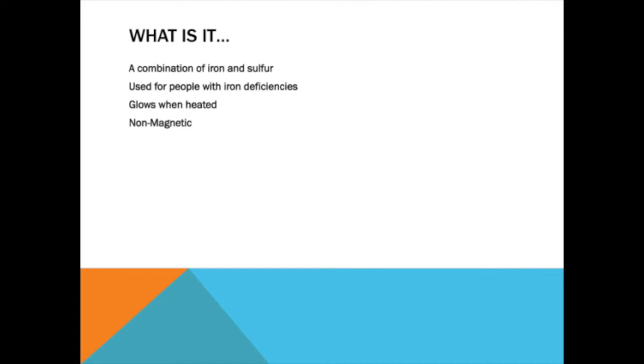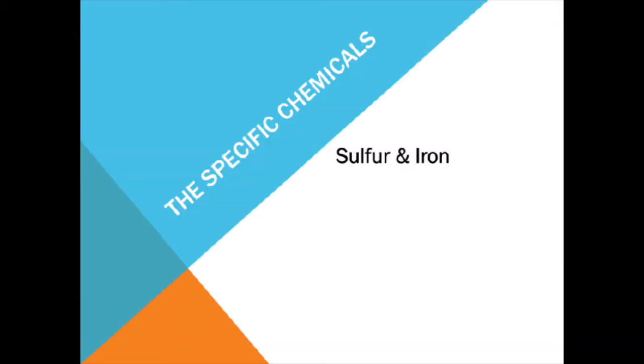It can be used for people with an iron deficiency, for example, people who are anemic and need more iron in their system. Now, the chemical reactants are S and Fe, sulfur and iron. The reactants combine with heat to create FeS, or iron sulfide.